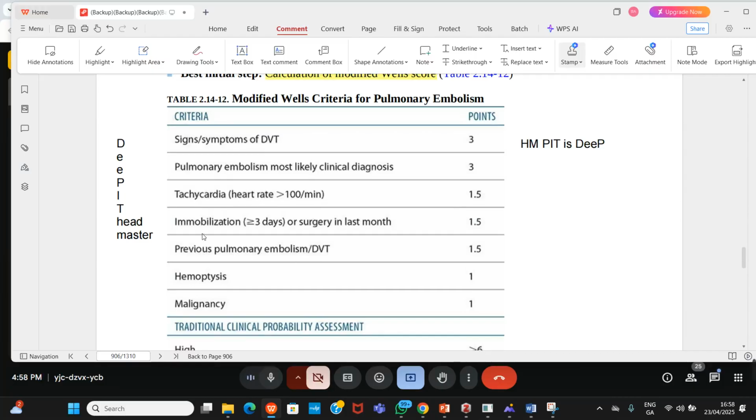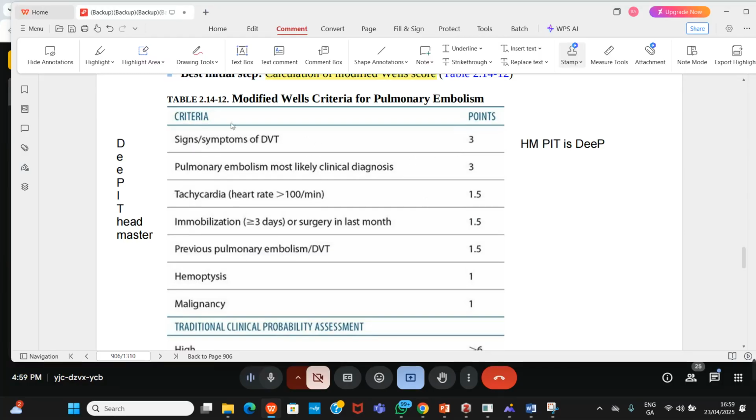And what is the modified Wells score? I have an acronym that I use: PIT Headmaster. I used to say DP PIT Headmaster, but it's very difficult to remember. Just say PIT Headmaster. So what's the Headmaster? The H is for hemoptysis, the M is for malignancy. Both of them get a score of 1 each. Hemoptysis 1, malignancy 1.